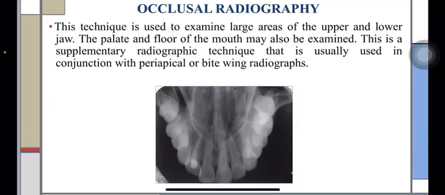Occlusal radiography. This technique is used to examine large areas of the upper and lower jaw. The palate and the floor of the mouth may be examined. This is a supplementary radiographic technique that is usually used in conjunction with periapical or bite wing radiographs.